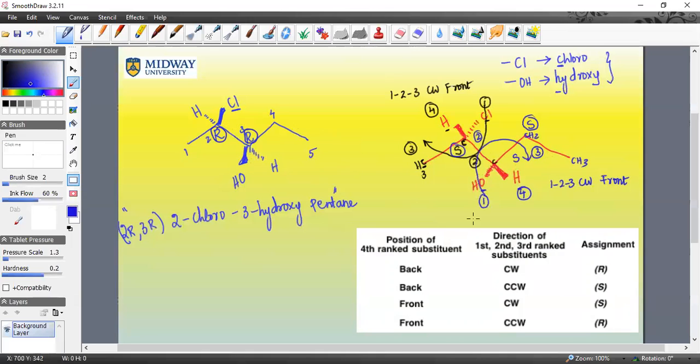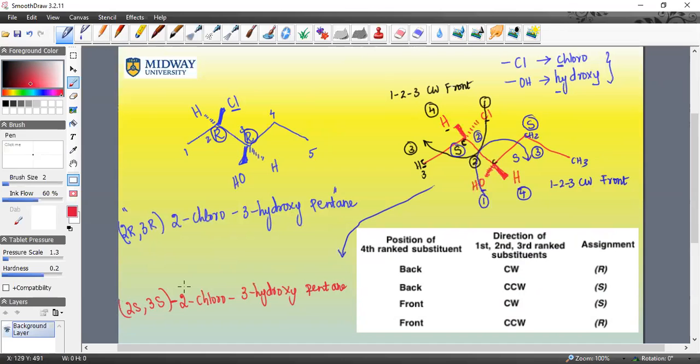So the naming should otherwise be exactly the same here. I'm going to write the name for this over here with a different color, so you can see the contrast. You should still know why the chloro got the 2, because C comes before hydroxy. That's why I started numbering there. So it's 2-chloro, 3-hydroxy, pentane. And this time around, the second carbon is S and the third carbon is also S. All right, so that's how you do R and S configuration.